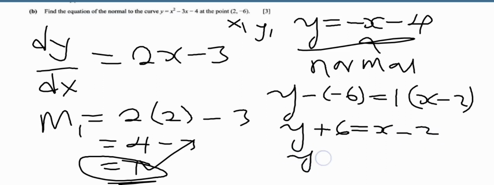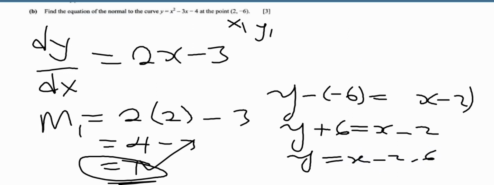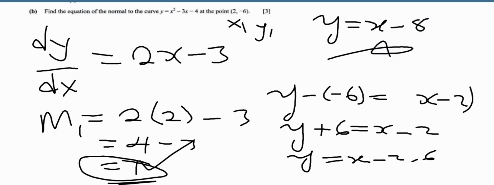So when 6 crosses the equal sign, it is going to change to negative 6. So we have x minus 2 minus 6. Then here we are going to have y is equal to x. Then negative 2 minus 6, we need to get negative 8. So this one is the equation for the tangent. So that is how you find the equation for the tangent.